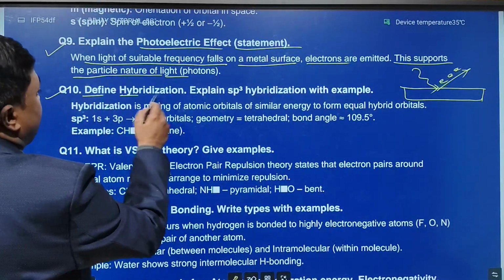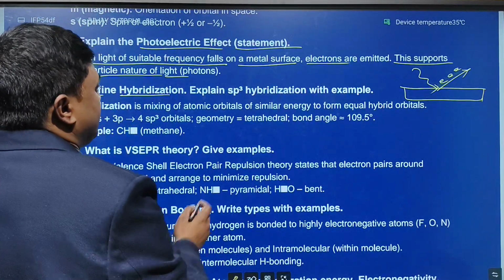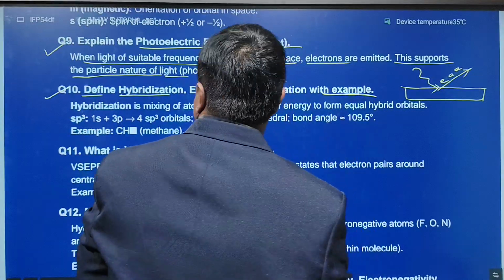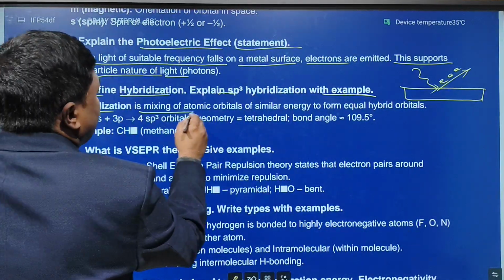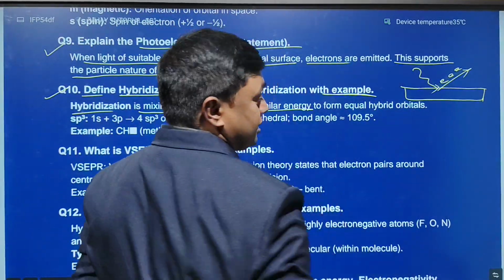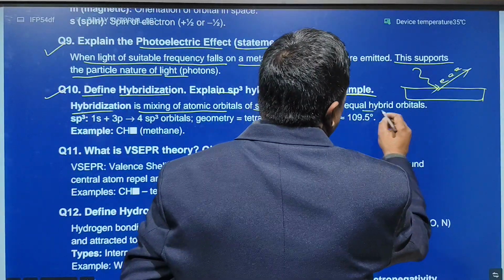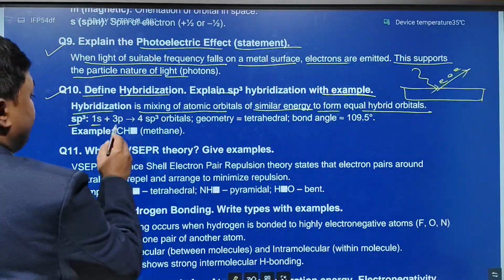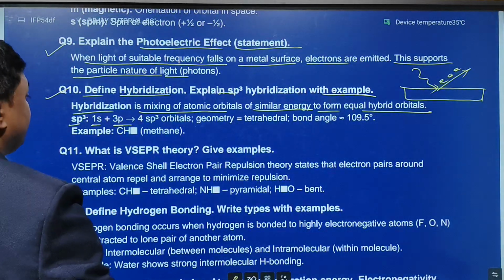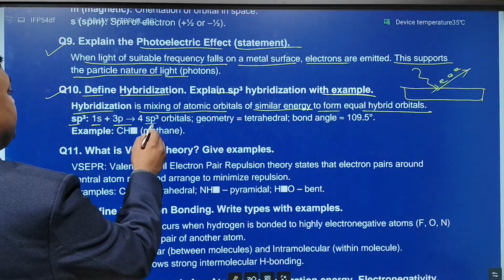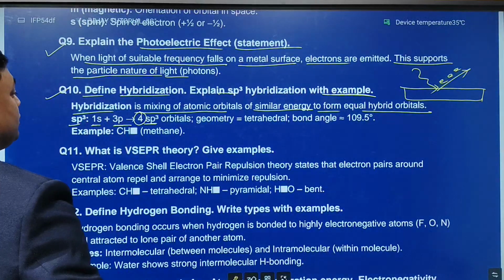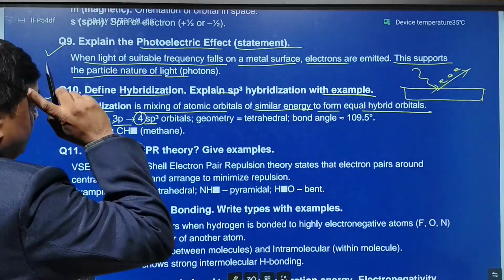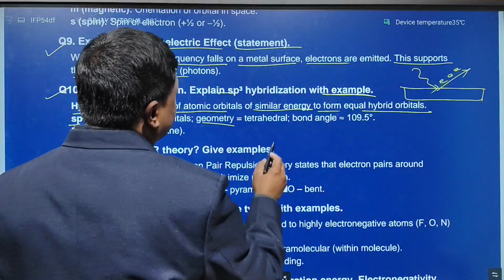Next, define hybridization and explain sp3 hybridization with an example. Hybridization is the mixing of atomic orbitals of similar energy to form equal hybrid orbitals. Yes or no? Okay, sp3 means what? One s and three p orbitals are hybridized to form sp3. How many orbitals will be there? Four. Yes or no? Three plus one is four.